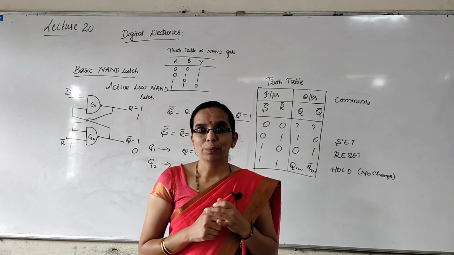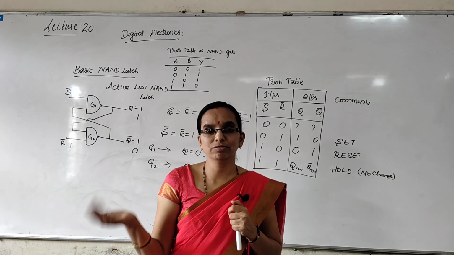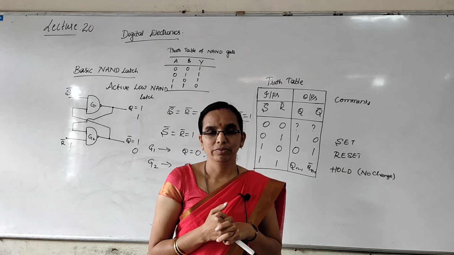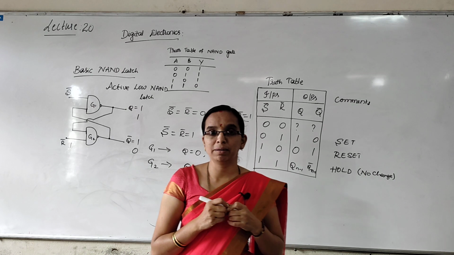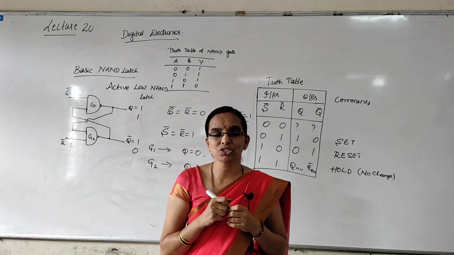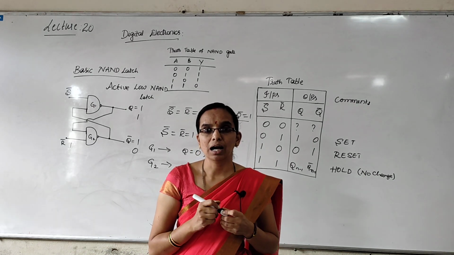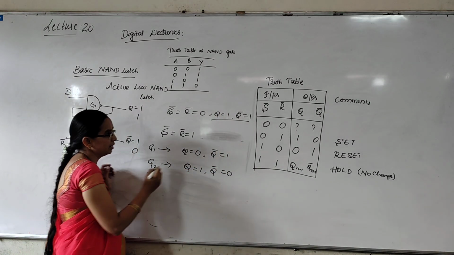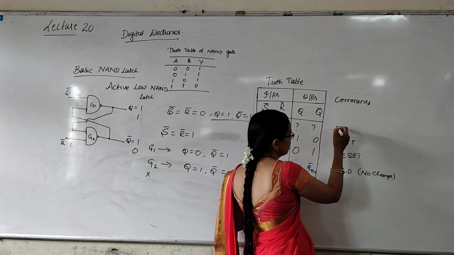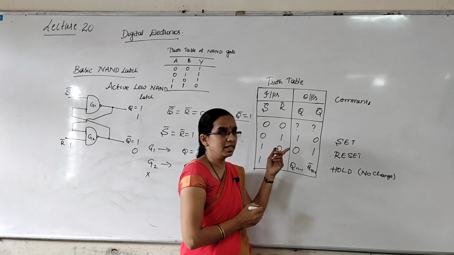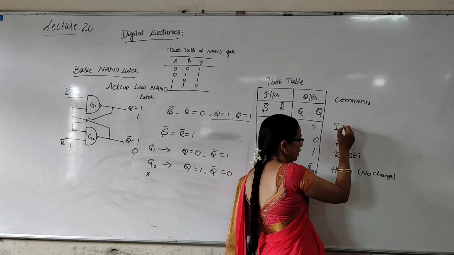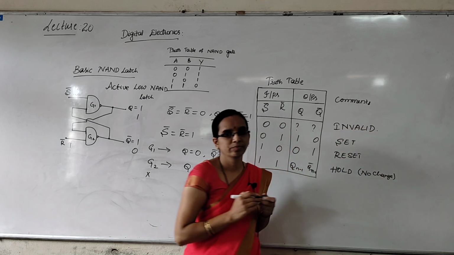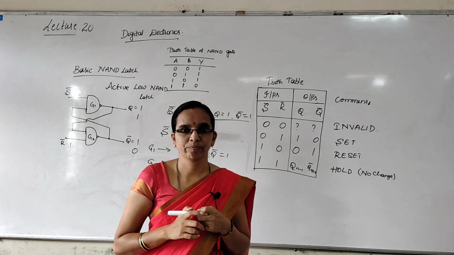That means, what will be the output of this latch? That we don't know, right. So that is unpredictable. The output of the latch will be unpredictable. So this condition is not valid. When this condition comes, we don't know what will be the state of Q and Q bar. So question mark, and it is an invalid state. Okay.